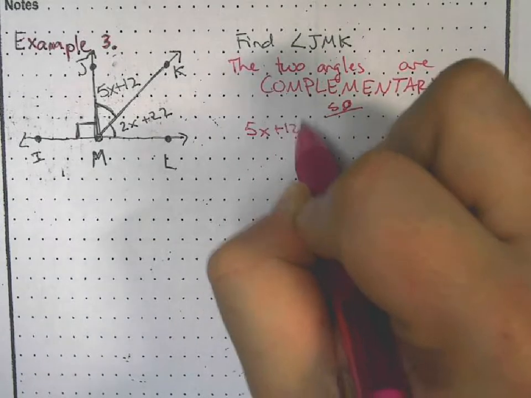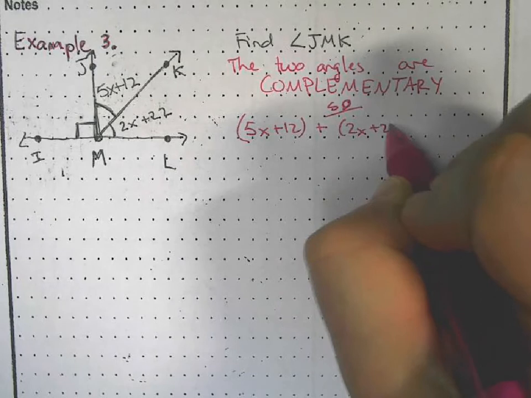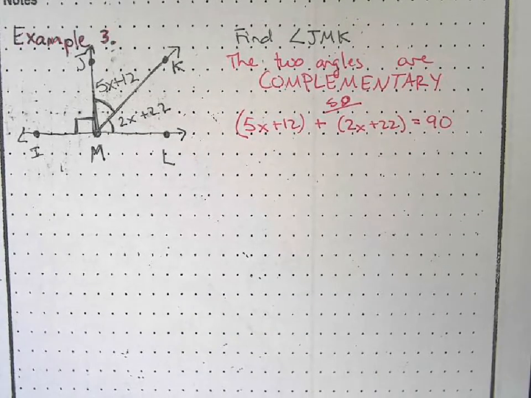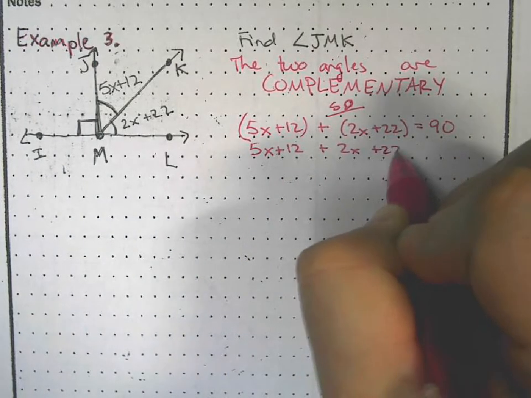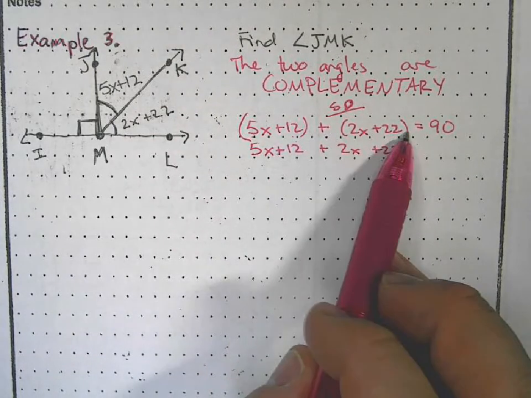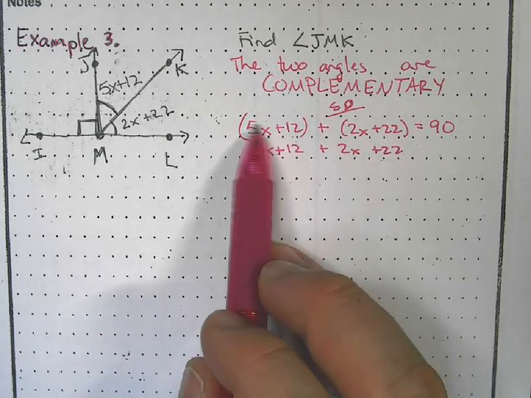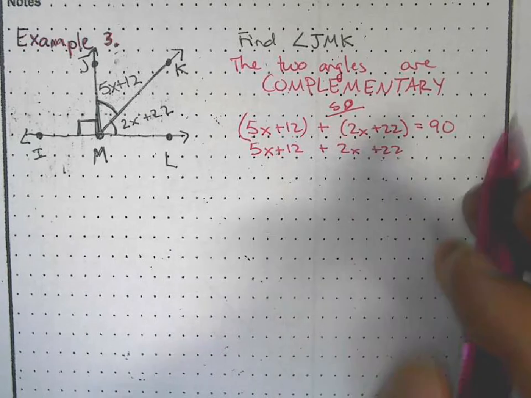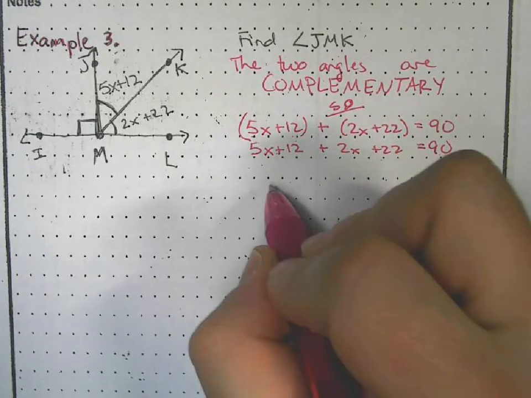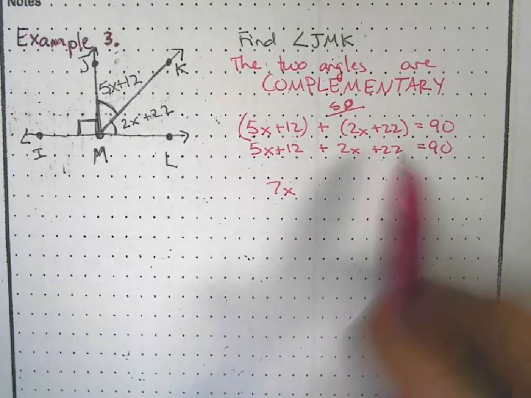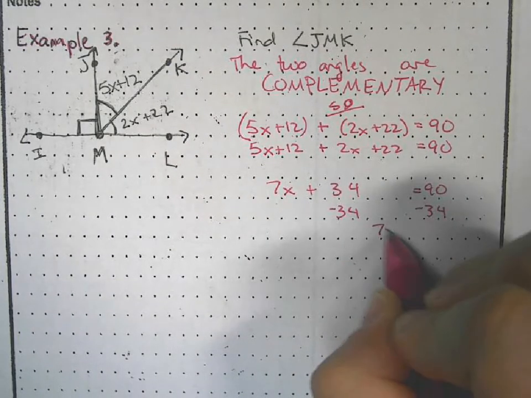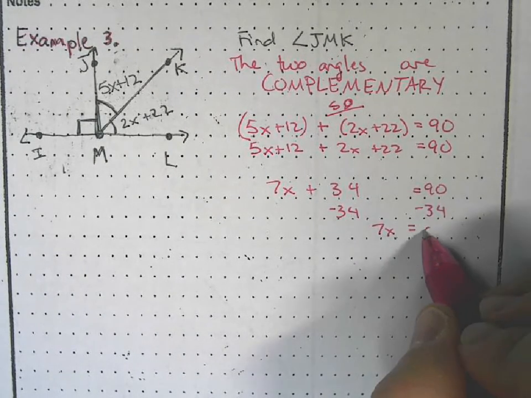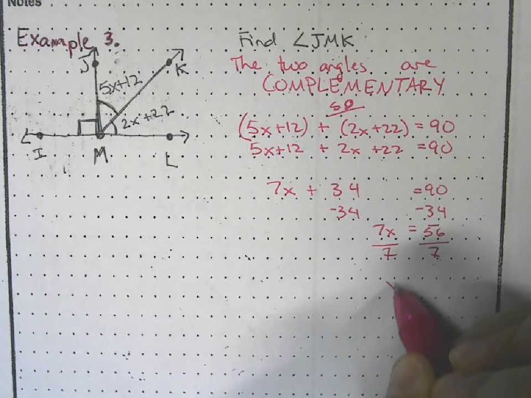So let's say 5x plus 12, that's my first angle, plus my second angle equals 90. So we'll combine like terms, or let's drop our parentheses. Remember, I just used the parentheses so I can say my first angle plus my second angle equals 90, just to make my angle stand out. Okay, so we dropped the parentheses, and now we're just going through our motions. 5x plus 2x, combining like terms, is 7x. 12 plus 22 is 34, equals 90. And we're just solving for x. 90 minus 34 is 56. Divide by 7, and we get x equals 8.